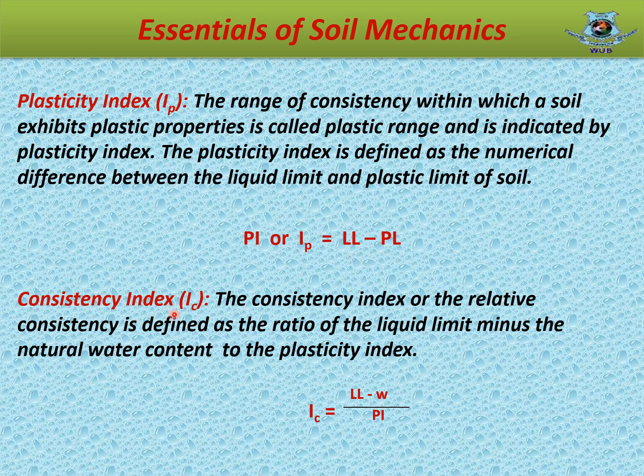Consistency index, IC. The consistency index or the relative consistency is defined as the ratio of the liquid limit minus the natural water content to the plasticity index. So we can write consistency index IC equal to LL minus W divided by PI, where LL equals liquid limit, W equals water content, and PI equals plasticity index.